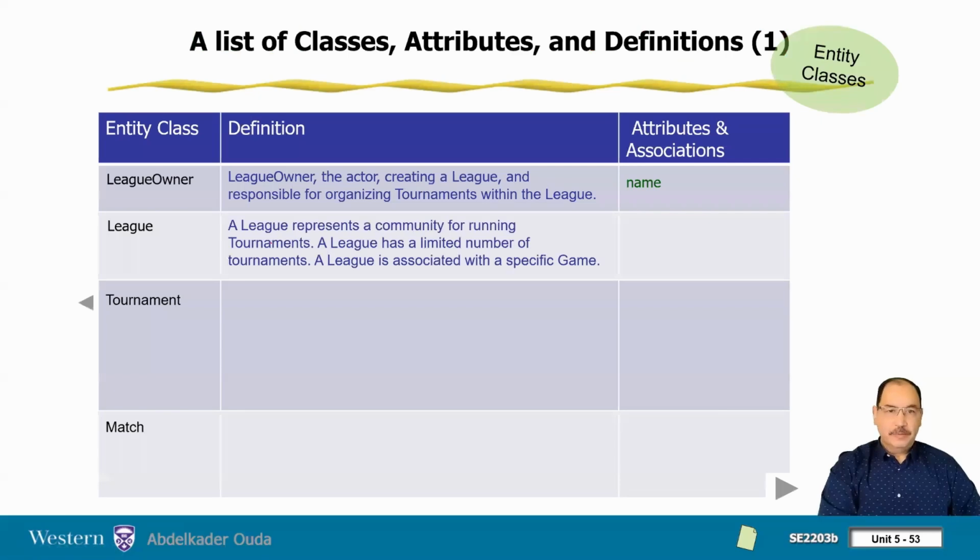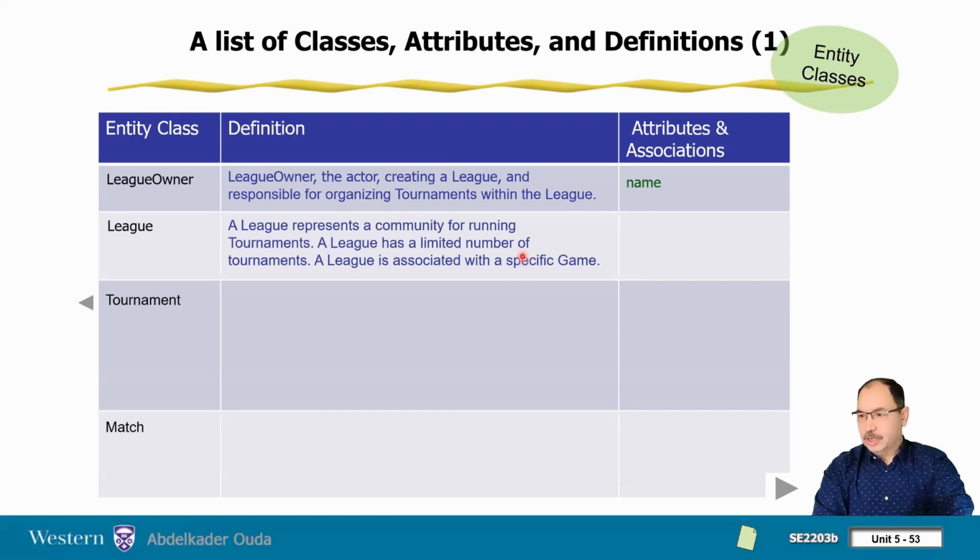Now the league is simply the community for running tournaments. A league has a limited number of tournaments. A league is associated with a specific game. This is again my own wording to describe league. What we can write here as an attributes from what we have: a league represents a community for running tournaments, a league has a limited number of tournaments, and a league is associated with a specific game.